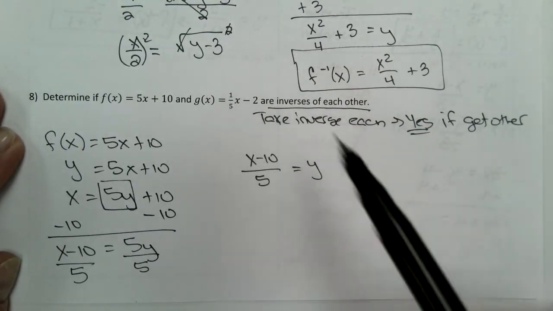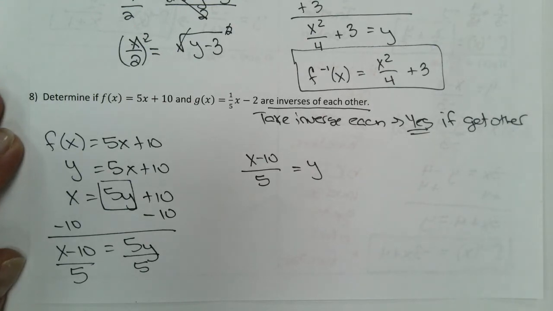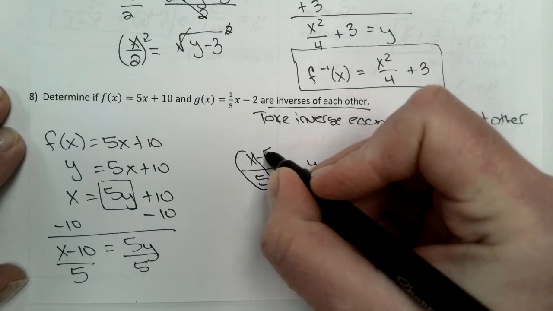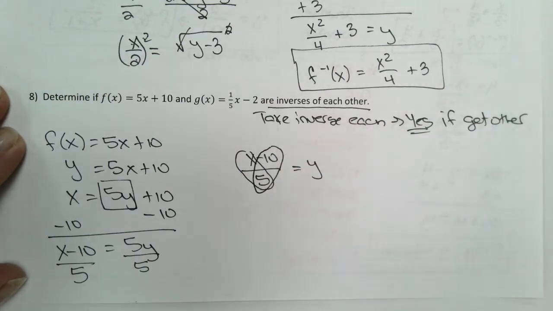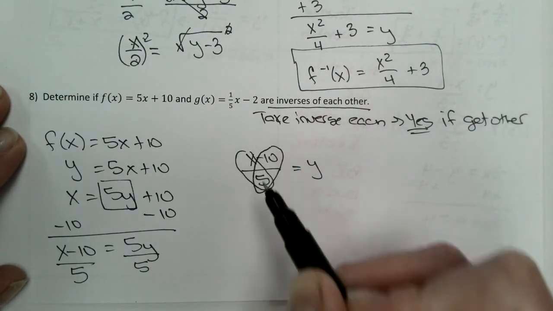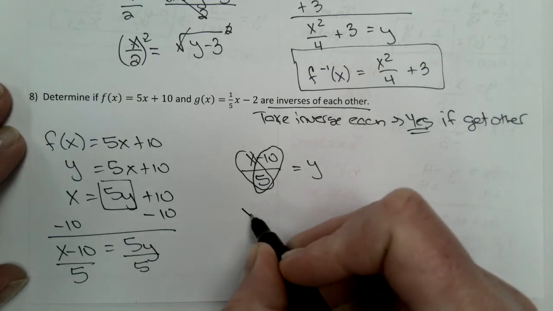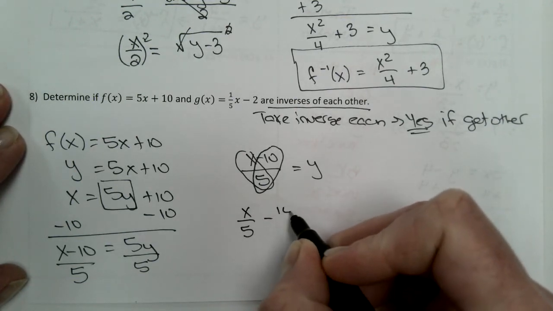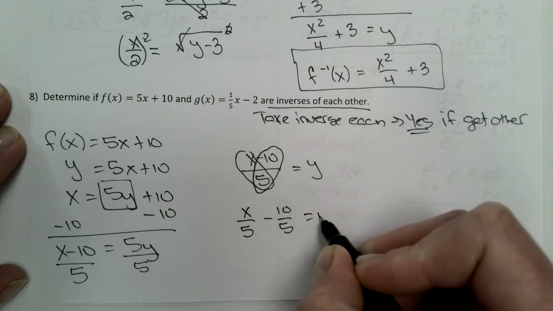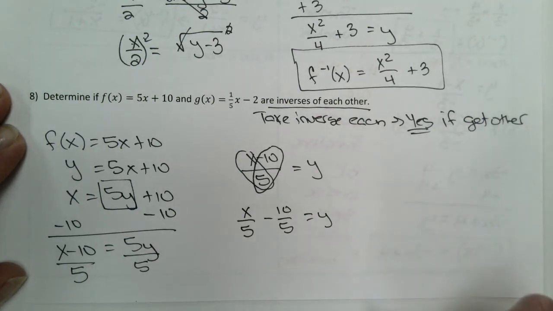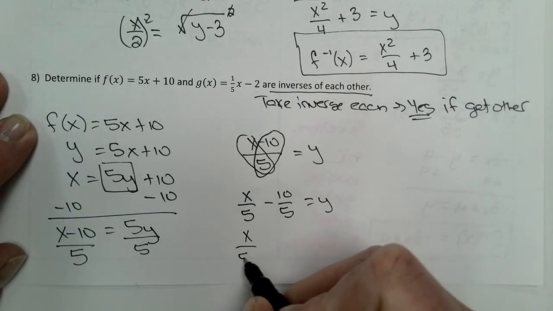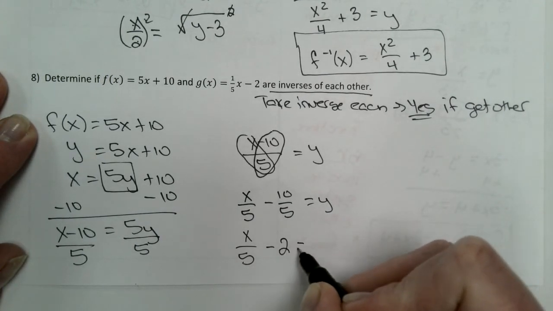So if you look at this one, you might be saying, no, I don't think so. But you have to remember that if you have just one denominator, you can divide both things in the numerator by that. So that's the same thing as x over 5 minus 10 over 5. Well, 10 over 5 reduces down to 2. So x over 5 minus 2.